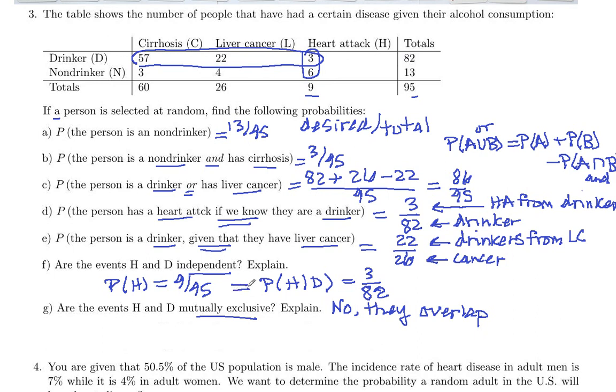And these are not equal. So if it's given they're a drinker, that does have an effect. So are they independent? No. And this is your explanation, is that being given drinker has an effect.